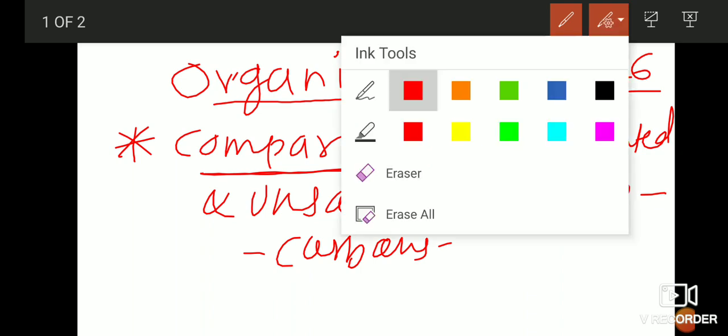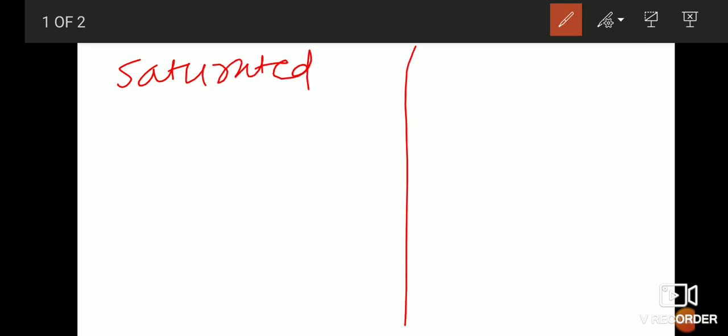So we will prepare the difference between these two important compounds, that is the saturated compounds and the unsaturated compounds. So what is the difference or comparison points between these compounds, that we are going to see now.